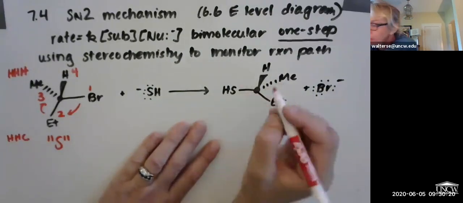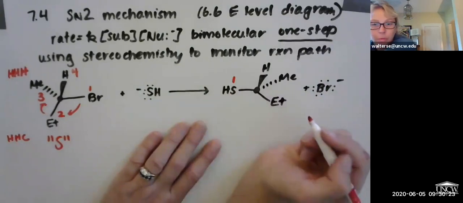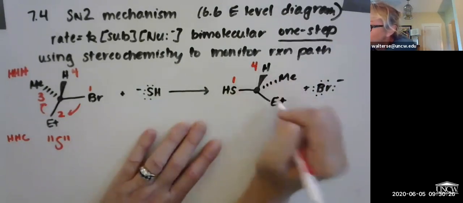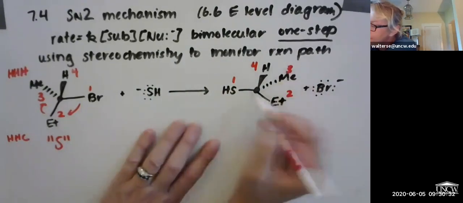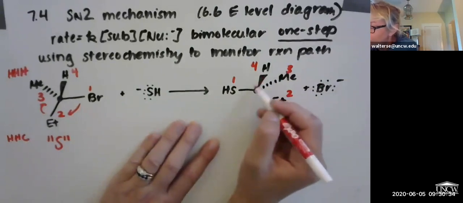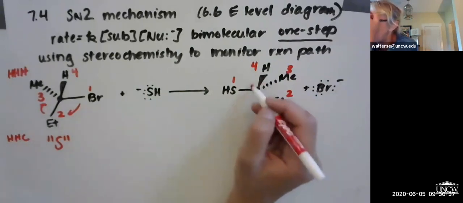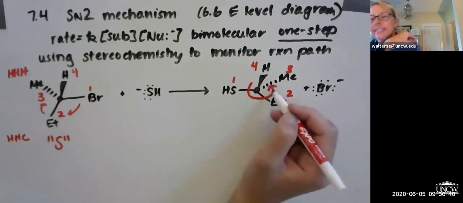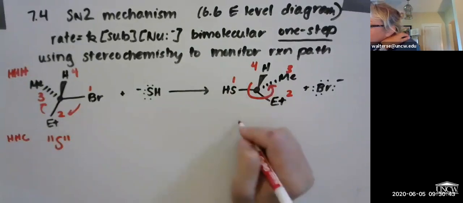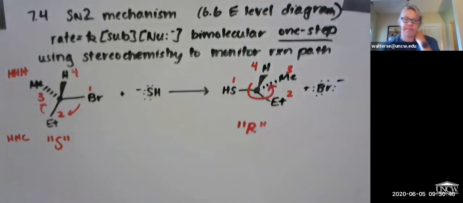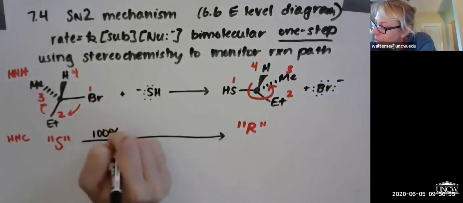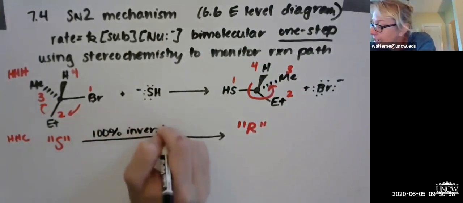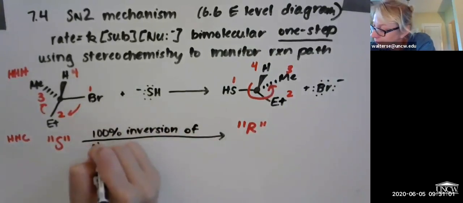If we do the stereochemistry here, the thiol would be 1, hydrogen 4, ethyl by the same analysis we did here would be 2, methyl 3. Hydrogen is in the wrong place. It's on the wedge instead of the dash. So when we read this as S, it's really R. And this is R stereochemistry. So what this is telling you is in the course of this reaction, you have 100% or complete inversion of stereochemistry.